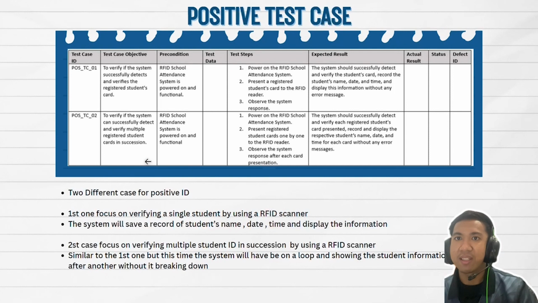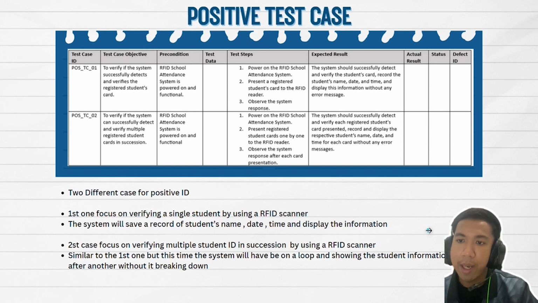So, positive test case. If you can see, I have 2 different positive test cases. The first one focuses on verifying a single student by using the RFID scanner, and the system will save a record of the student name, date, time, and display the definition like usual. And the second case focuses on verifying multiple student IDs in succession by using an RFID scanner.